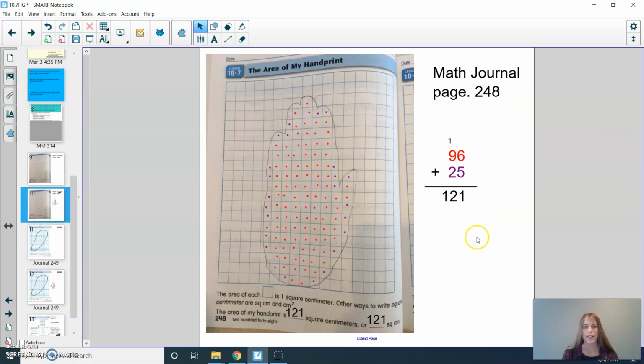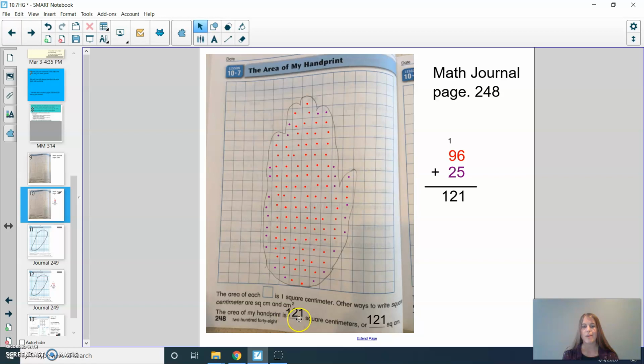So taking a look at the area of my hand, you'll notice I used two different colors. For red, I looked for all of the squares that were completely inside the hand, and I counted 96 of them. Then you can see some of my purple dots. The purple dots were the ones that I felt more than half of the square was inside the hand. And I found that I had 25 of those. So when I added up, I had 121 squares that were inside my hand.